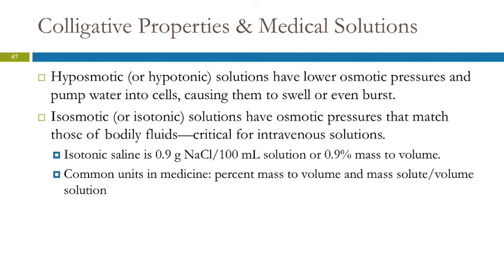So it's really important for IV fluids. Isotonic saline is 0.9 grams of sodium chloride per 100 milliliters of solution. That's a mass to volume sort of unit. It would be 0.9% mass to volume. And those are pretty common units in medicine. Typically you want to know the mass of, say, a medication that's being given, but the easiest way to measure how much of that solution is given is by volume, either measuring it in a syringe or a dose in a cup, or how many IV fluid bags. And so they use that unit a lot.